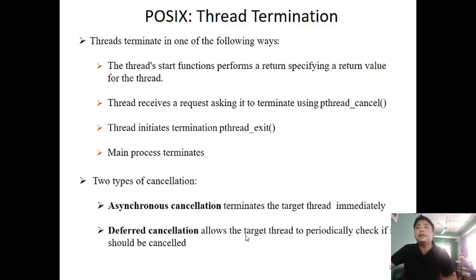Deferred cancellation allows the target thread to periodically check if the thread should be cancelled or not. So it's kind of the timer that we have already discussed. At equal intervals, it will check whether the thread has completed its task or not. If it has completed, well and good. If it has not completed, it will keep on checking. Somewhere later on, it is identified that it has not completed the task, so it has to be cancelled. Such kind of cancellation is known as a deferred cancellation. A periodic check will be made, so if it doesn't complete the task, it will perform a deferred cancellation and cancel the task.